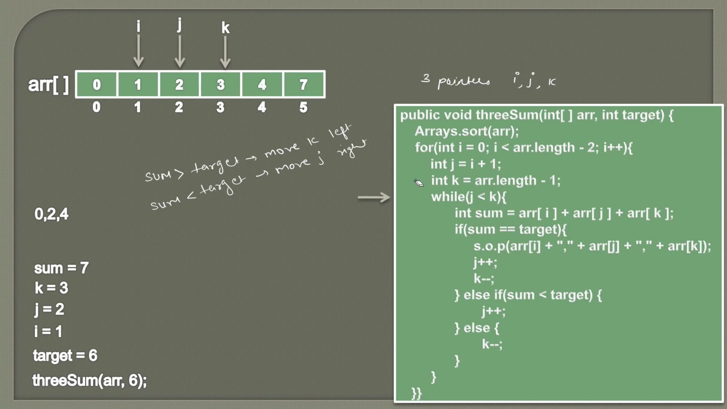J is less than k. J value is 2 and k value is 3. So j is less than k. Now we will do sum of these three values. 1 plus 2 plus 3, which will give us sum as 6.